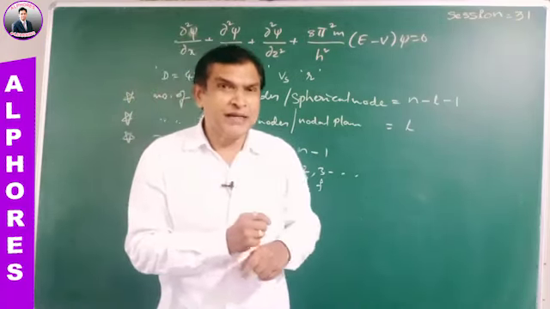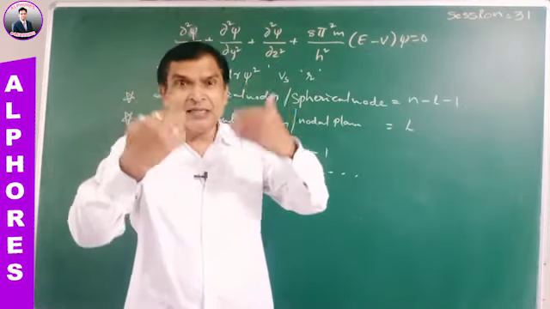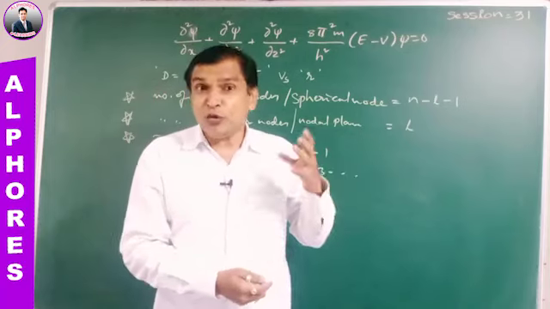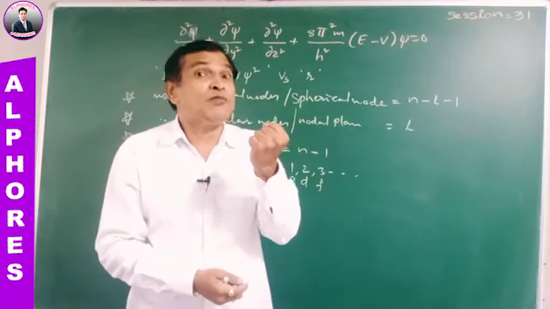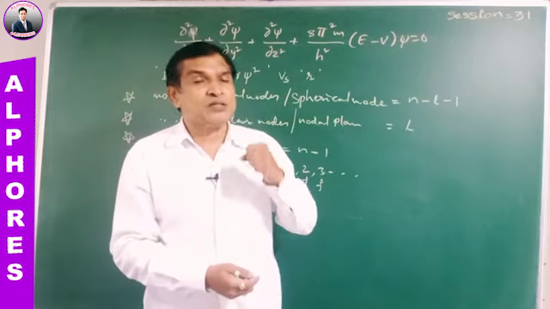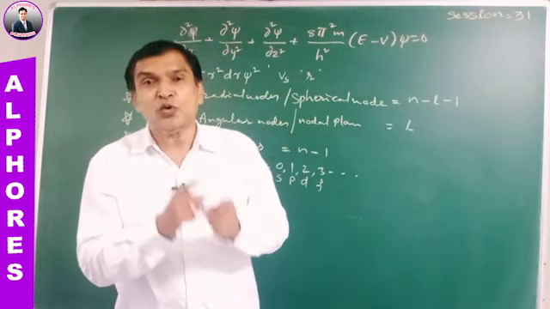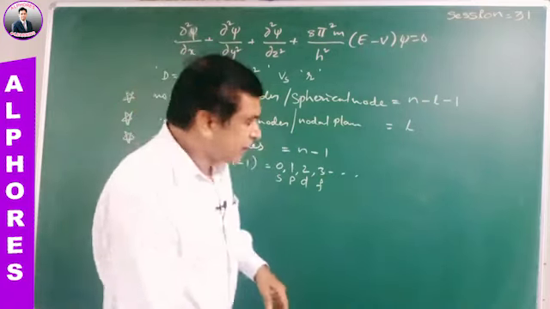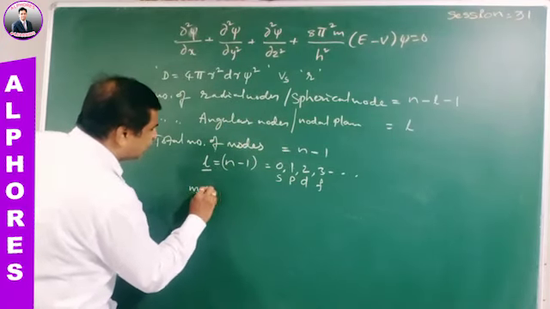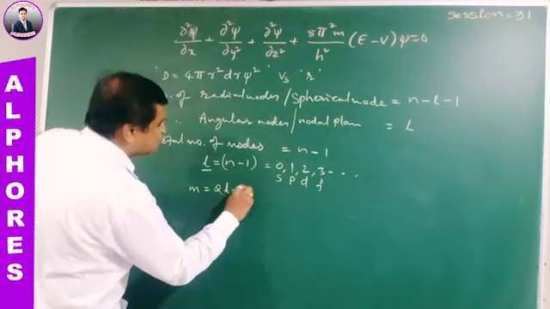Everything we explained, okay, I am just taking a revision of the past. The total number of orientations means the number of orbitals in the subshell. The number of orbitals in the subshell is equal to 2L plus 1. That is the total number of orbitals in the subshell.